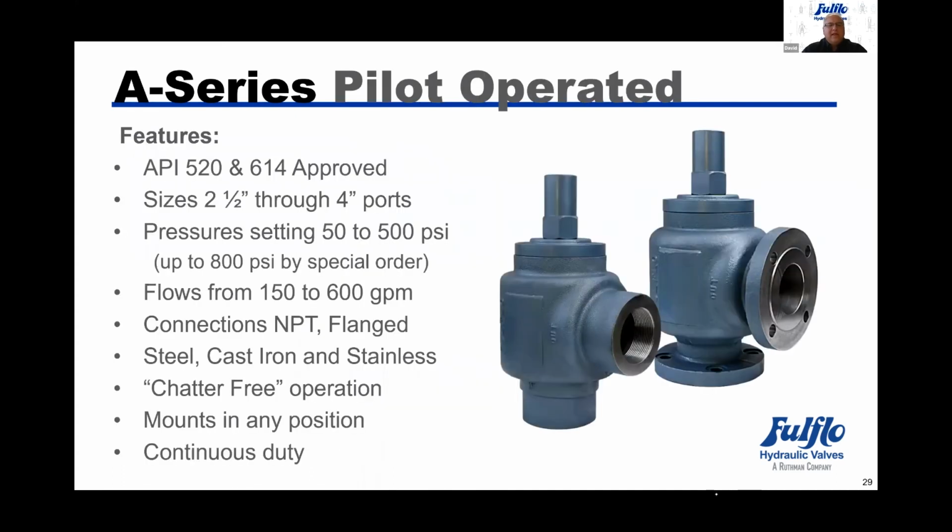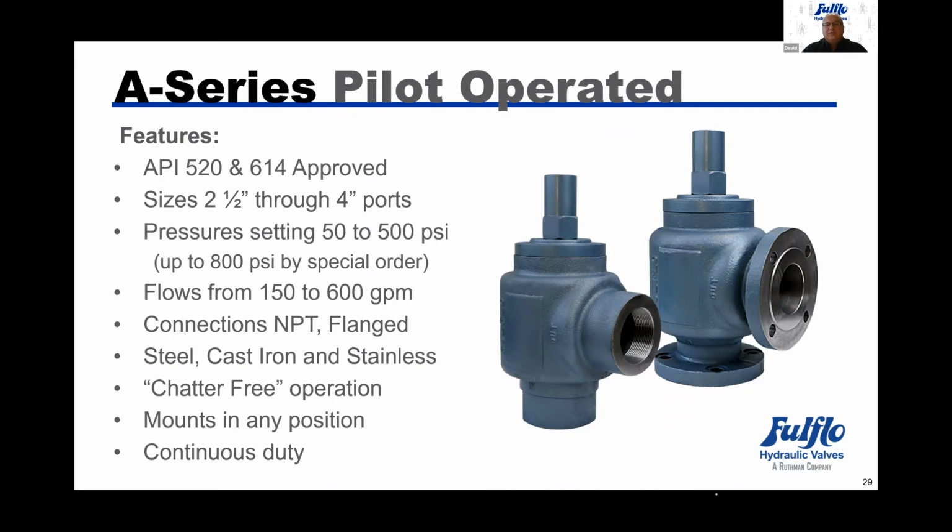The A-Series pilot operated is for a higher pressure. As you see here, the valve can operate from 50 to 500 PSI, where the direct acting stopped at 150 PSI. This valve can be offered in the 2.5, 3, and 4-inch ports.